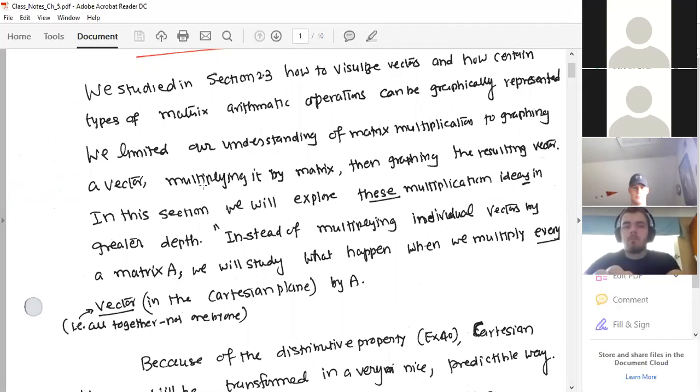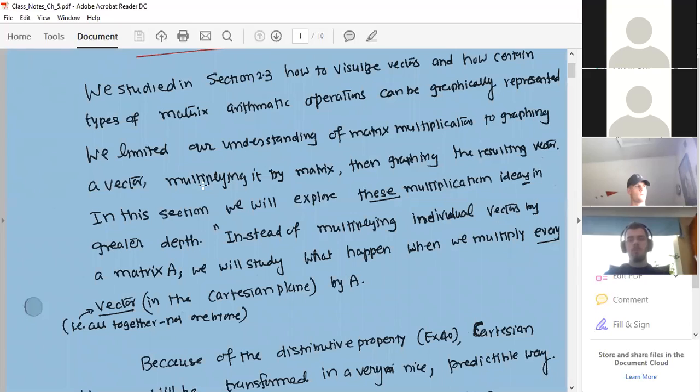Instead of multiplying an individual vector by a matrix, see, we just multiplied one individual vector by a matrix. Your matrix A, suppose 2 by 2 or 3 by 3, and one vector x1, x2, x3. So instead of multiplying individual vectors by matrix A, we will study here what happens when we multiply every vector. I mean to say, not just one vector, but 1, 2, 3, all column vectors, all together, not one by one, in the Cartesian plane by A. So that's what we are going to see: what will happen when we multiply all column vectors at a time with your matrix A.